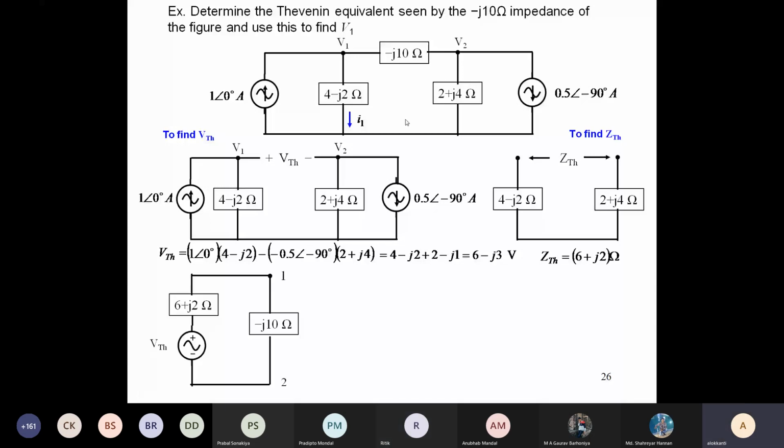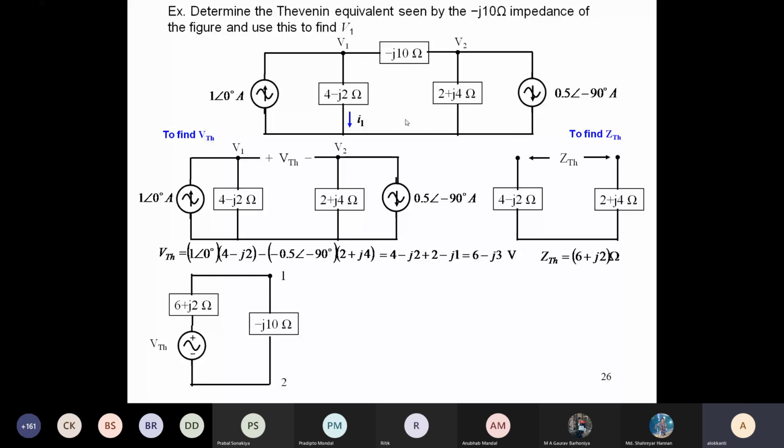So now you have got this VTH, 6 minus J3, and the ZTH in this case is 6 plus J2, across the terminals 1 and 2. So that was the Thevenin equivalent found across terminals 1 and 2. If you replace back the load impedance across 1 and 2, it is again minus J10. So here now you can find out the current in the circuit.